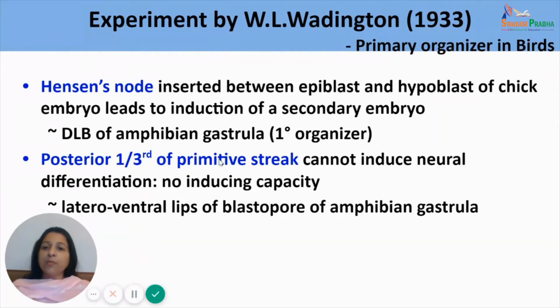However, the posterior one-third of the primitive streak could not induce neural differentiation. That means it did not have any inducing capacity. So it was considered equivalent to the latero-ventral lips of the blastopore of the amphibian gastrula.